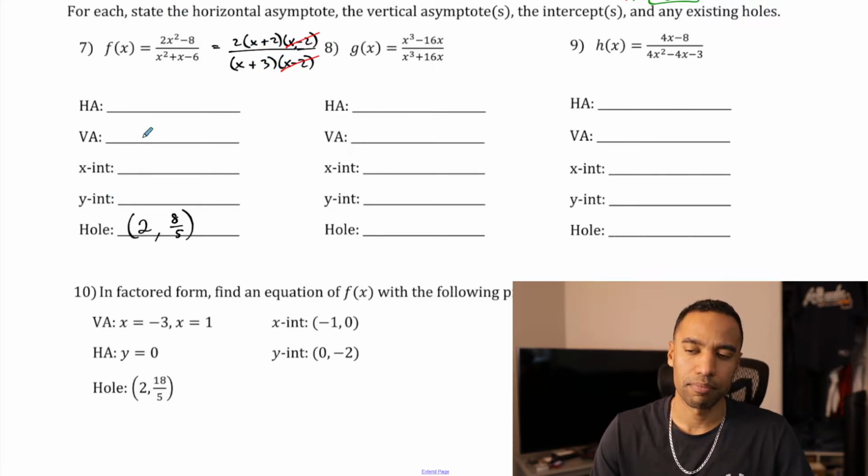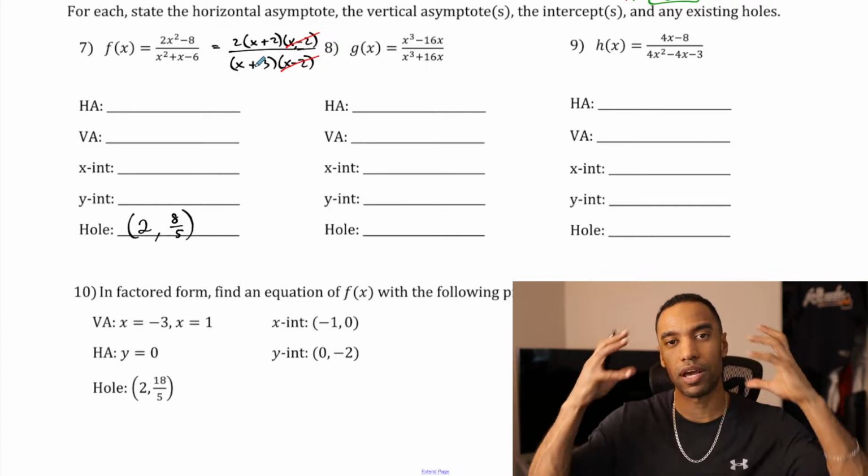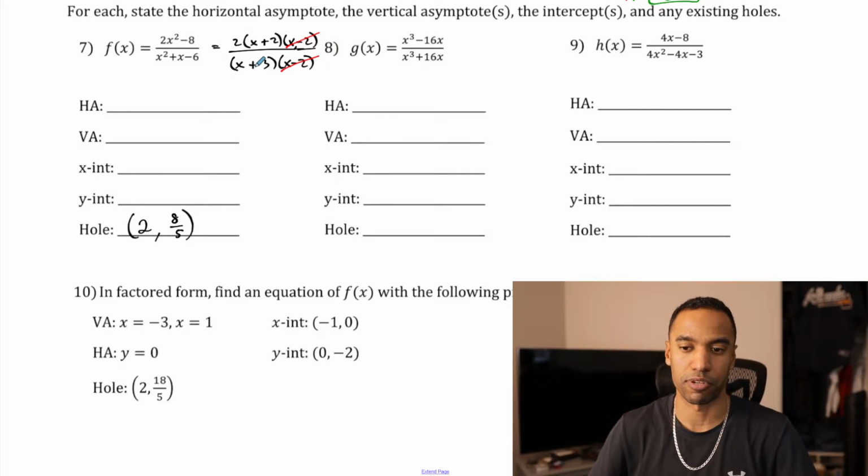Y-intercept... oh wait, what order should I go? Let's go to vertical asymptote next. The vertical asymptote is where you divide by 0 for anything that remains in the simplified version, because that would give you non-zero divided by 0. That's how vertical asymptotes work.